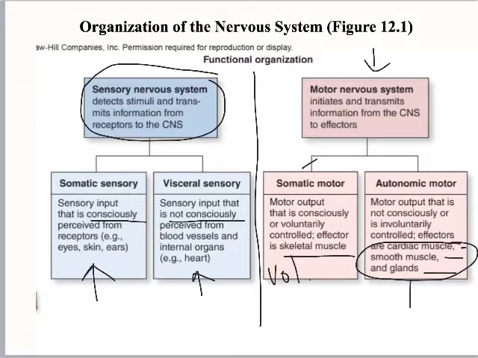So it's divided into two: sensory, which is somatic and visceral, and then motor, which is somatic and autonomic. So sensory's going in, motor's coming out.